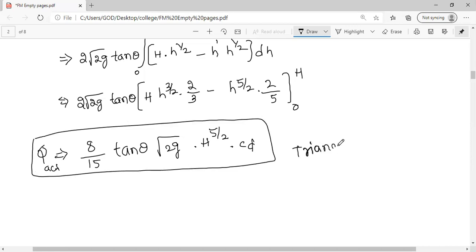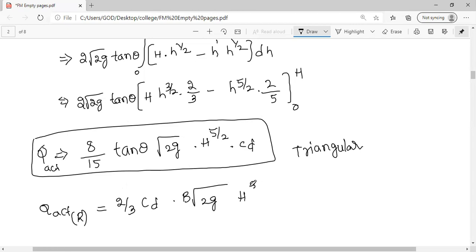Whatever we discussed earlier was the rectangular section. Let me write that also. So Q actual for a rectangular section can be written as 2 by 3 into coefficient of discharge into b into root 2g H power 3 by 2.